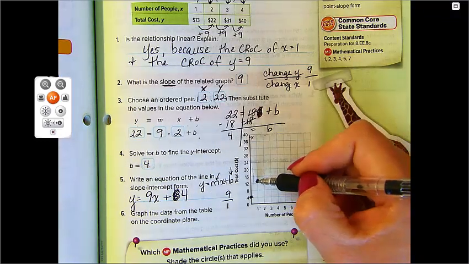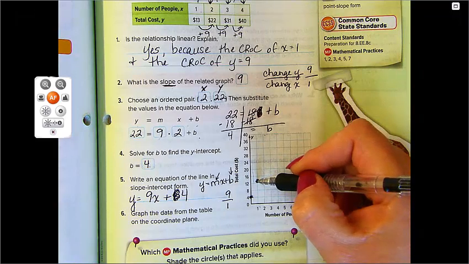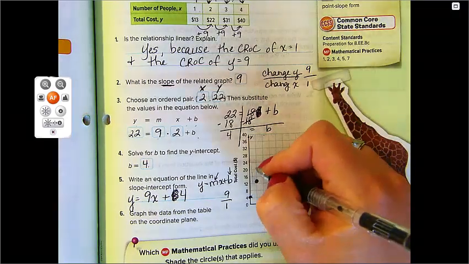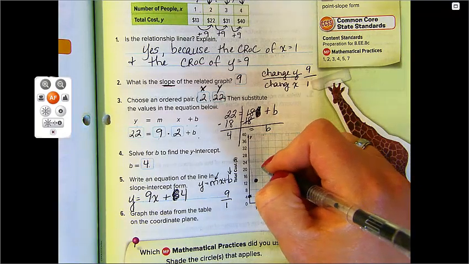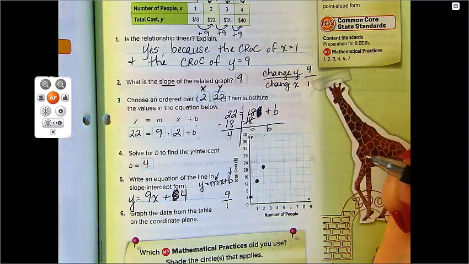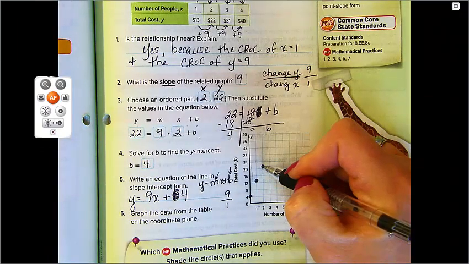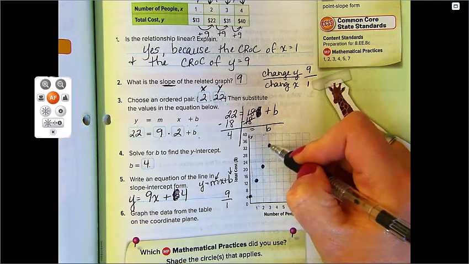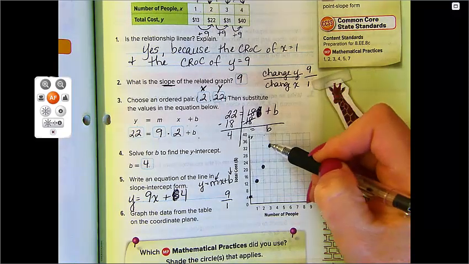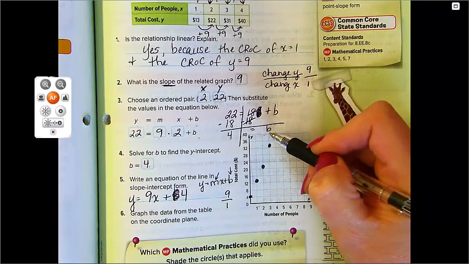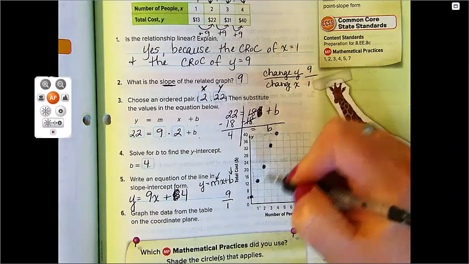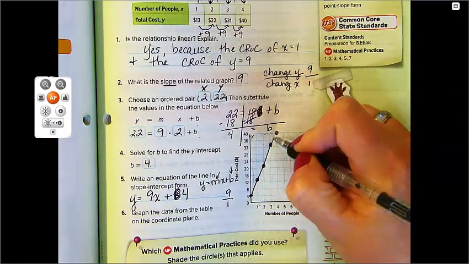Then from there, I go up 9 more. 13 plus 9 is 22. So then I put a dot at 22 and go over 1. So I'm right here. 22 plus 9 is 31 and over 1. And 31 plus 9 is 40 and over 1. Just a little bit further down. So here's my graph of this line.